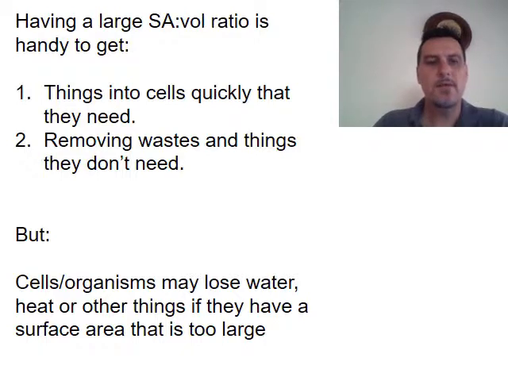So as I was saying, the good part about having a large surface area to volume ratio is that you can get things into the cell quickly and you can get things out of the cell quickly as needed. However, there may be some things that you want to hang on to but you're just going to lose anyway. And these may include things like water, it may include heat, or it may include other nutrients or something along those lines if they have a surface area which is too large. And this is one of the things about biology, is that you follow some basic rules, but then every once in a while you have to compromise, you have to balance them all out.